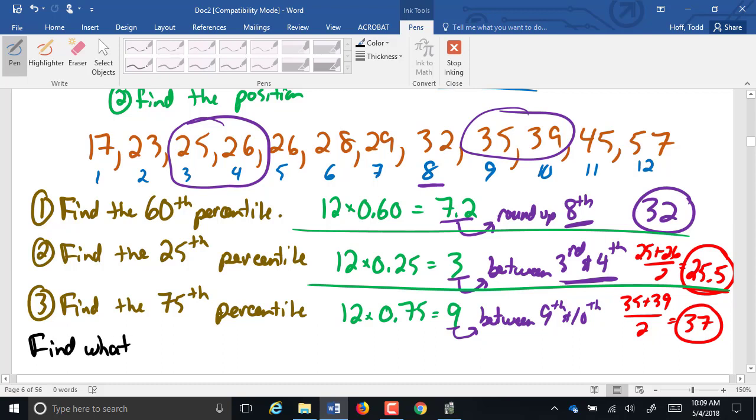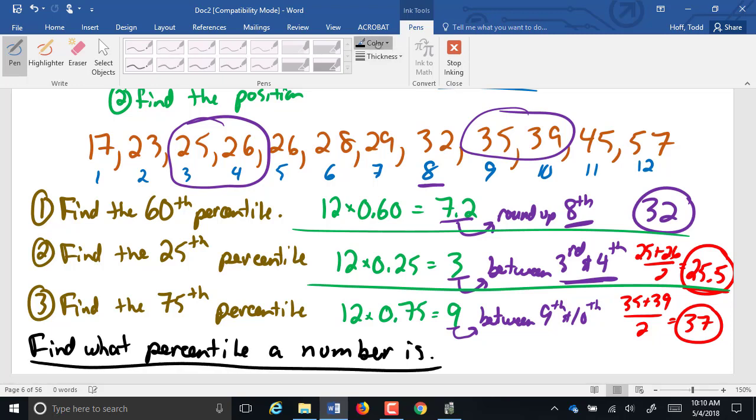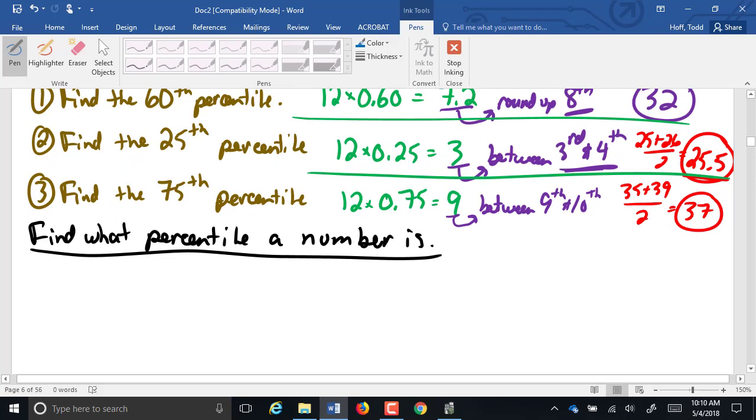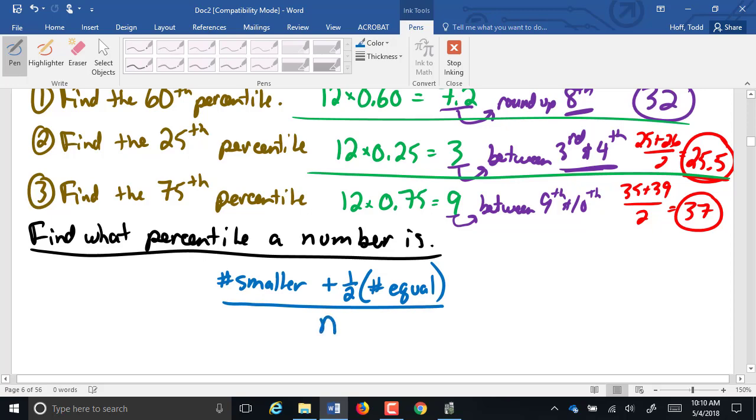The other process we can do is find what percentile a number is. To do that, we're looking for the decimal location again. To find what percentile the number is, we're going to find the number that are smaller than it plus 1/2 times the number that are equal to it, divided by n, the total number of numbers.